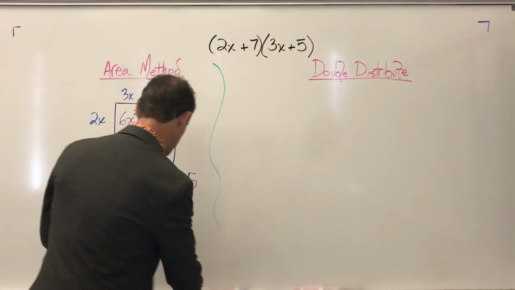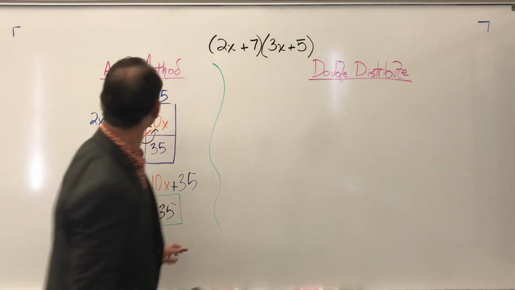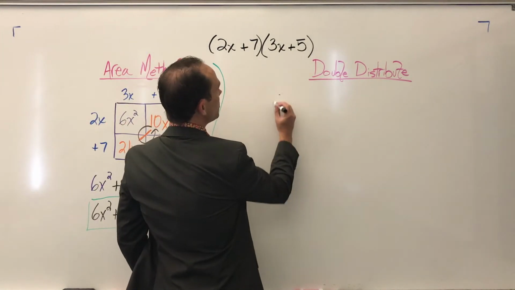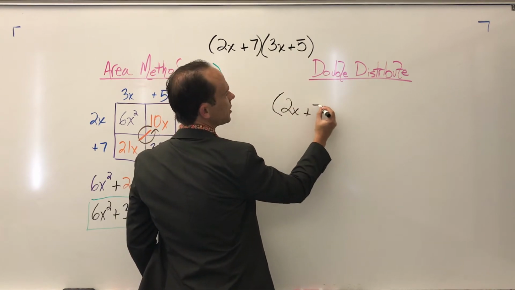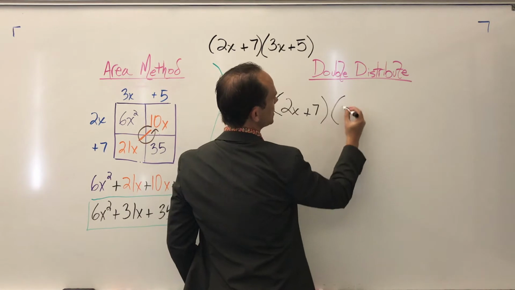Let's go over here and I'll show you the double distribute method. Otherwise known as the FOIL method, but I prefer to call it the double distribute.